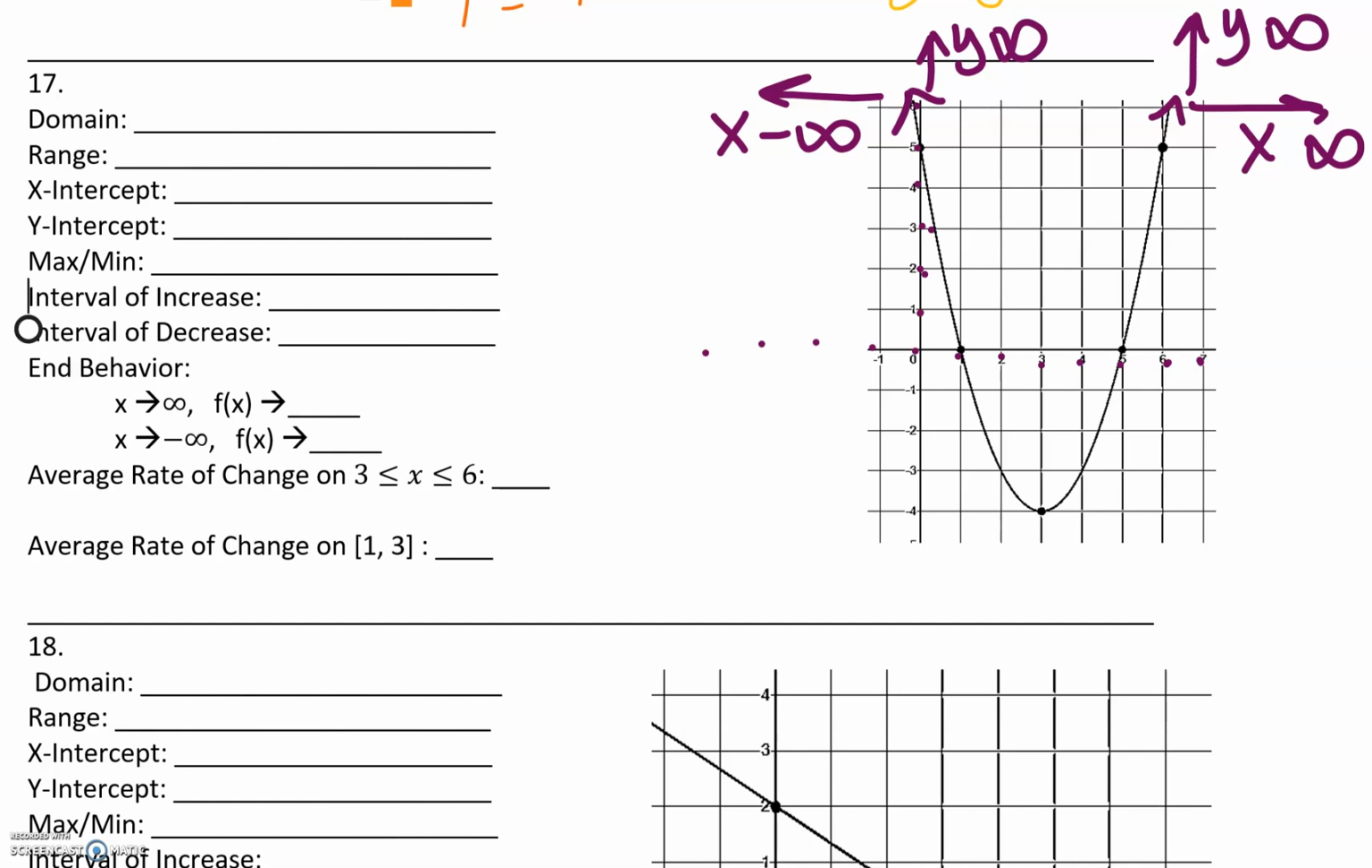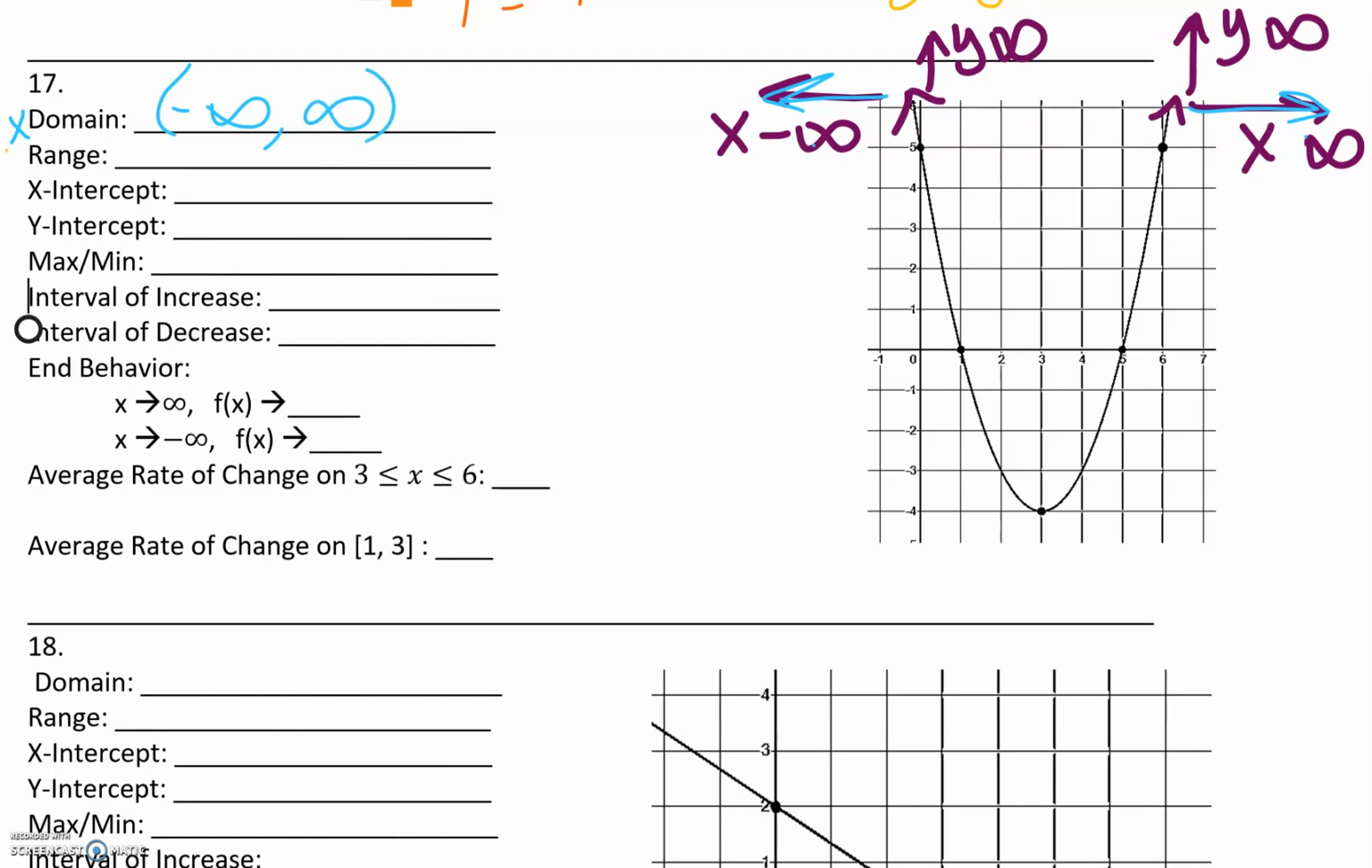So think about that. So when we start talking about domain, we know that our domain, again, is our x values. And that's going to be our smallest x to our largest x. And we know our smallest x value is going to be this negative infinity. And then our largest x value is going to be that positive infinity.